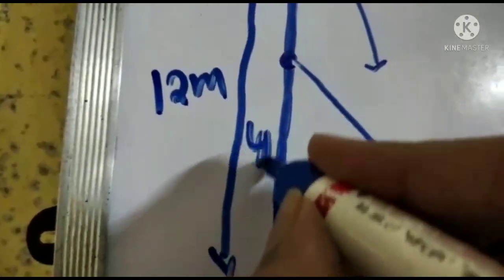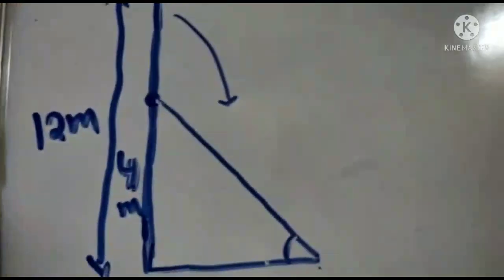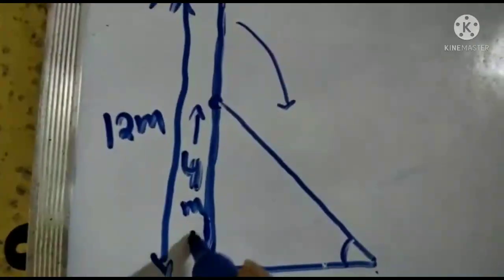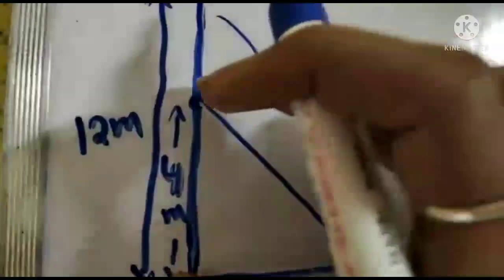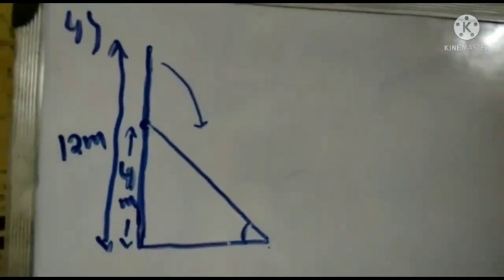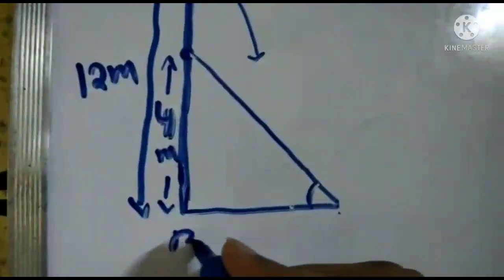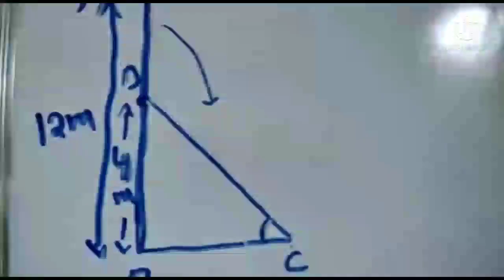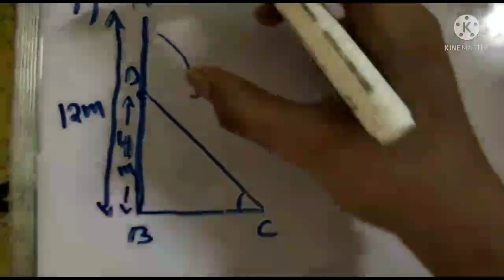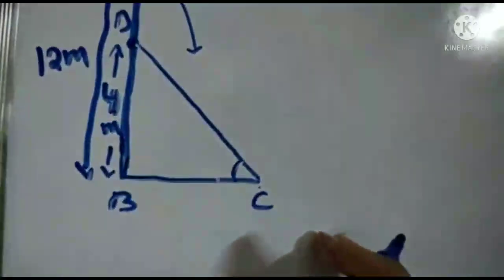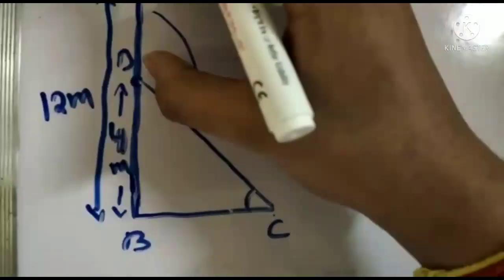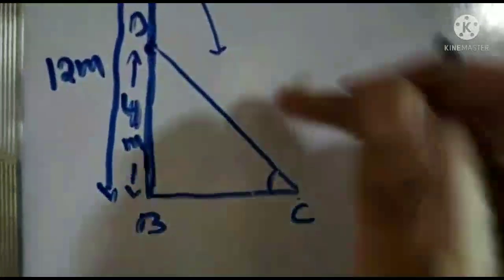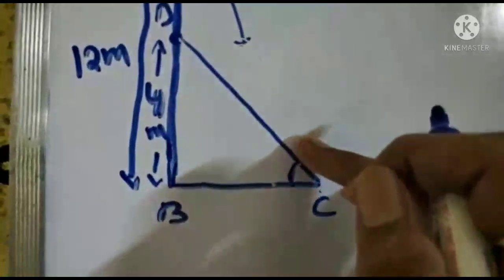And from here, this is the height. So this height we know is 4 meter. This is the height up to here, not the complete height. The complete height is 12 meter, but from 4 meter height, the pole is broken. Now see, let me name it. This is A, B, C, and this point is D. Now see very carefully. This part AD is the broken part. So the length of AD will be equal to the length of CD, because this line is the broken part of the pole.